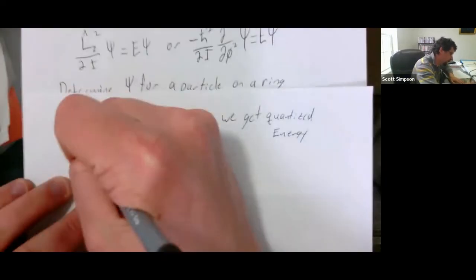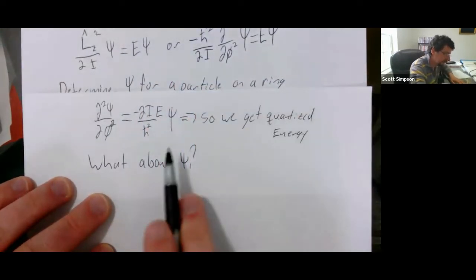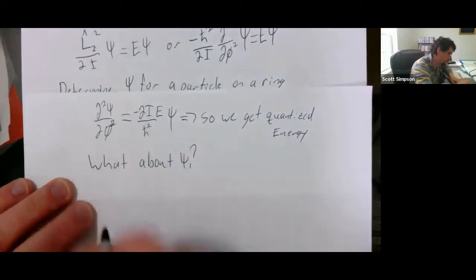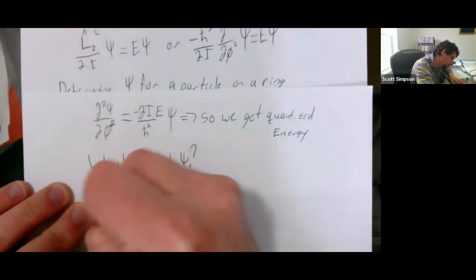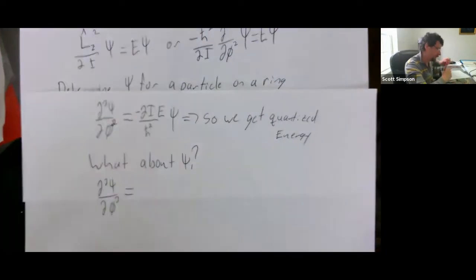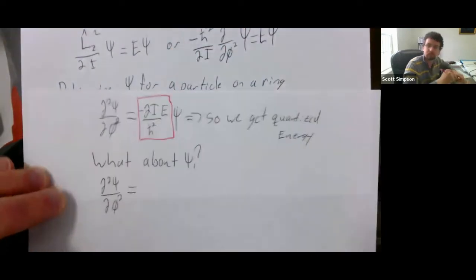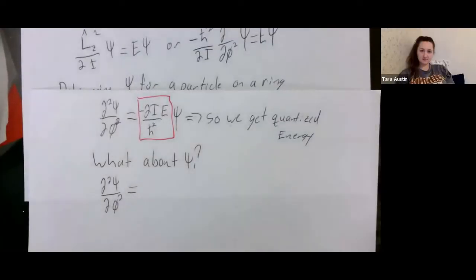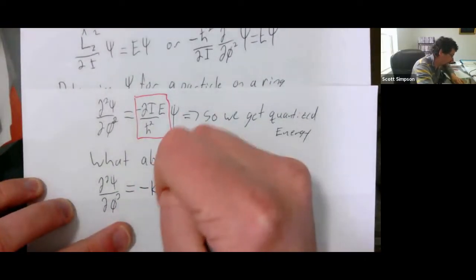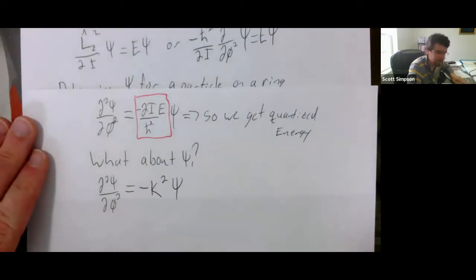So what about psi? That's the thing that we don't know yet. So basically this equation up here, we can simplify that a little bit. What do we know about this expression right here? Constant. Yeah, it's a constant. So how about we just say we put a k in here. We're going to put k squared for reasons I'm not going to tell you quite yet, but it'll become apparent. Let's say it's just equal to that.